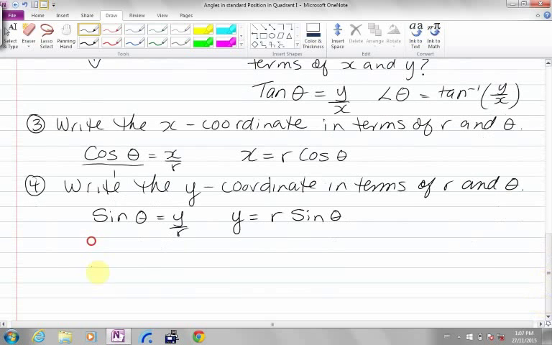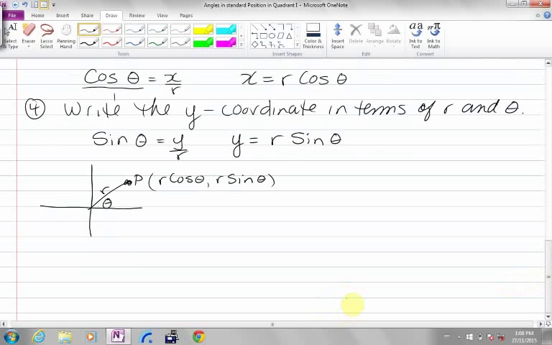So we could, if we wanted to, think of this point P, instead of being x, y, as r cos theta, r sine theta. Because that's another way of thinking of x and y. So you could find the coordinates of that point if you knew r and you knew theta. You can find r if you know x and y. You can find theta if you know x and y. So they're all connected. Okay? All right, so now we need to learn some terminology.